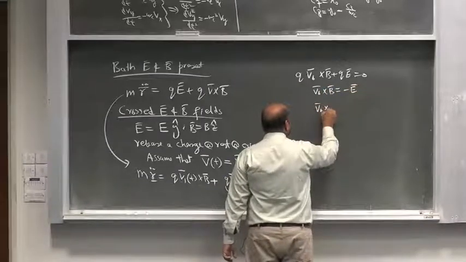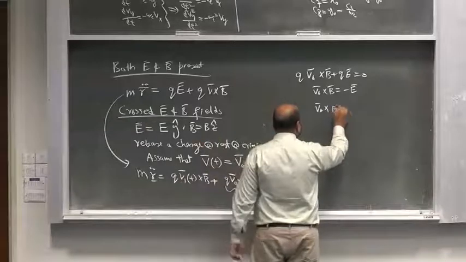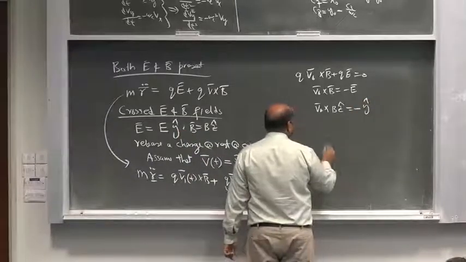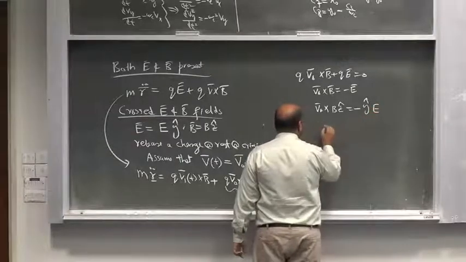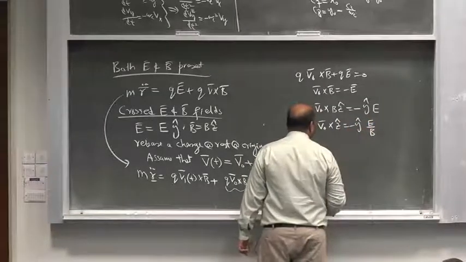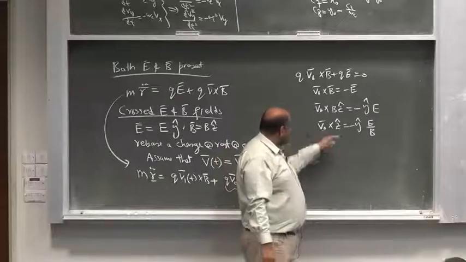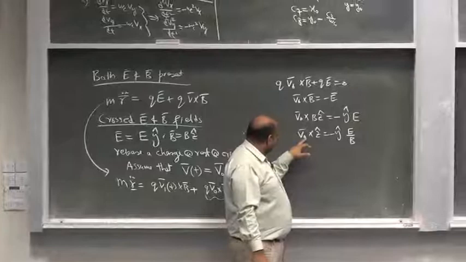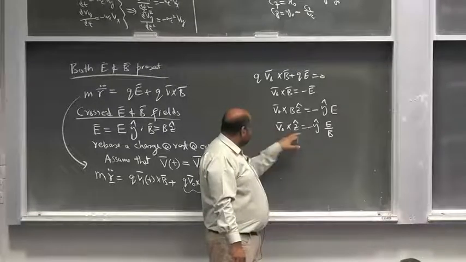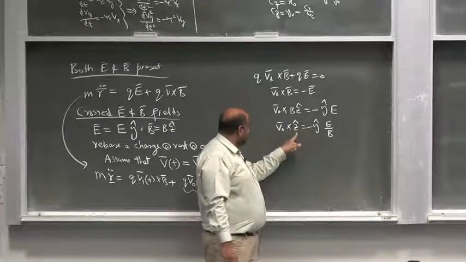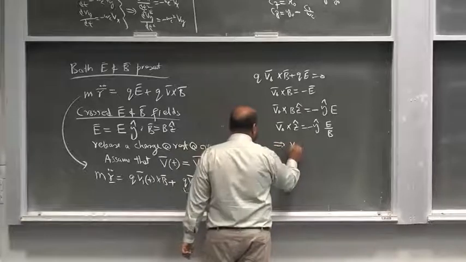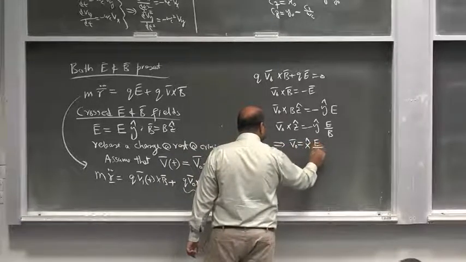Since this is Z oriented, this is Y oriented. So what should be V naught if you want to get this one? This must be oriented along X and it should have a magnitude E over B. Right, because X cross Z gives minus Y, and E over B cancels out. So this means that V naught should be X hat E over B.